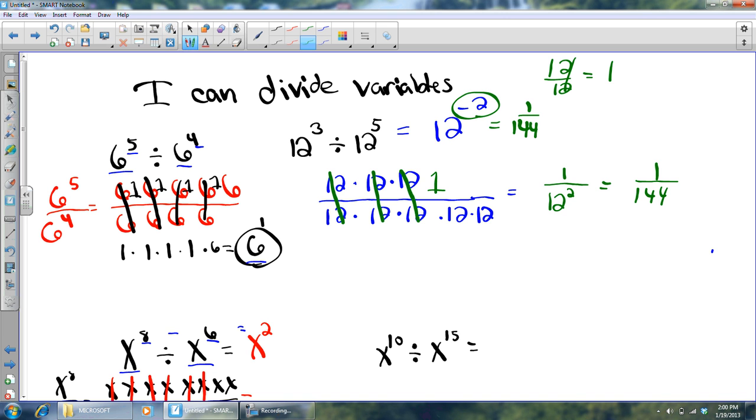That negative exponent sends the base to the denominator. If it were in the denominator, it would send it to the numerator. In other words, I use the reciprocal. All right, so let's see how that works.